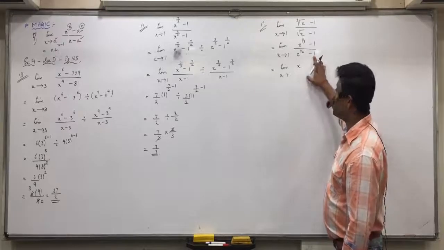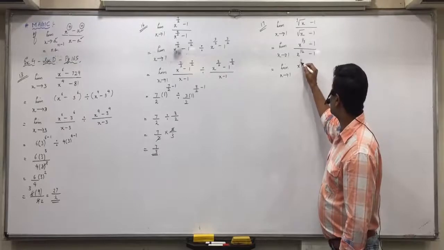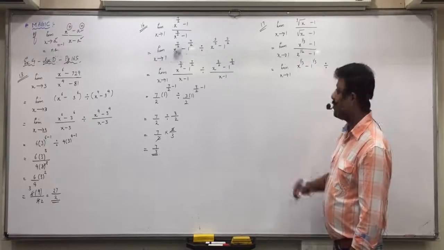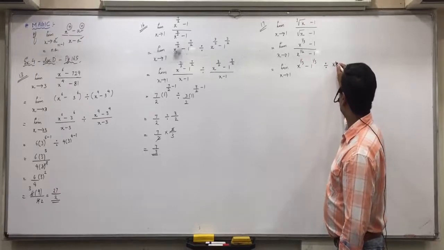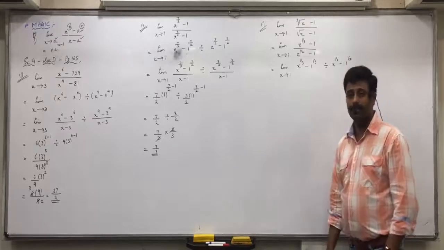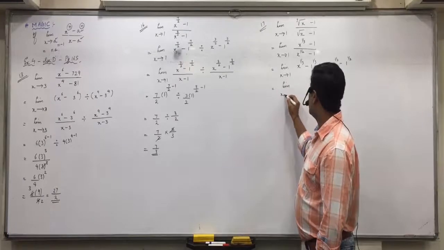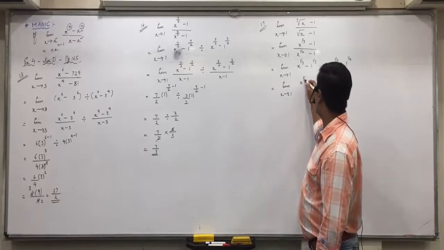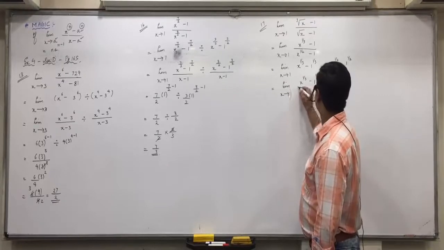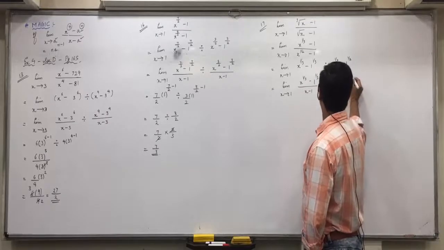And in place of this 1, you will replace 1 raised to 1 by 2. So x raised to 1 by 3 minus 1 raised to 1 by 3 divided by x raised to 1 by 2 minus this 1 will become 1 raised to 1 by 2. And then the values will remain same. You will divide both of them by x minus 1. Both are divided by x minus 1, so the values will remain same.